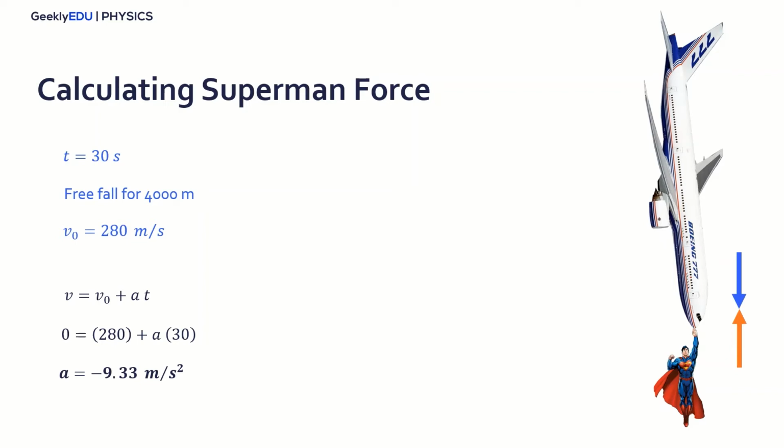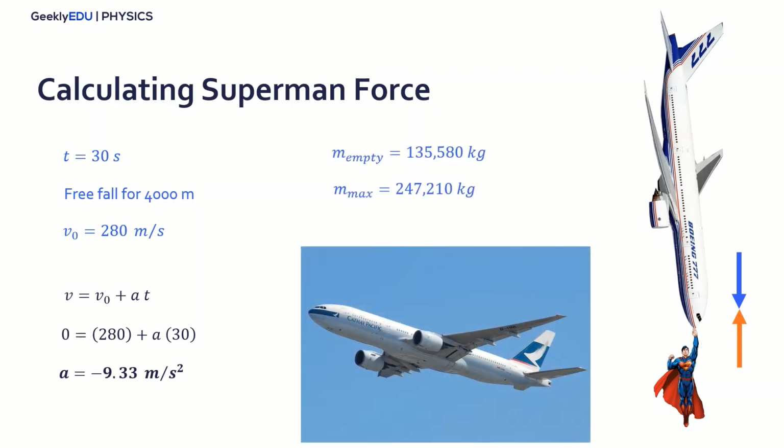Very good. Now we can calculate his force, but before calculating the force, we need to know the mass of this huge airplane. So this is a Boeing 777, and when it's empty, it has around 135,000 kilograms, and at its maximum capacity it is around 250,000 kilograms. Because the airplane lost its two wings, and it has some passengers, I'm going to assume that the mass of this airplane is around 200,000 kilograms.